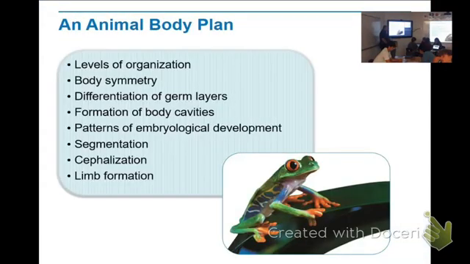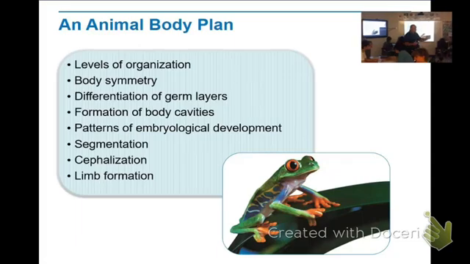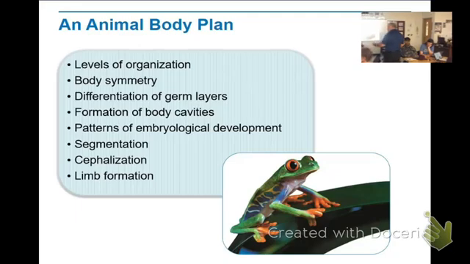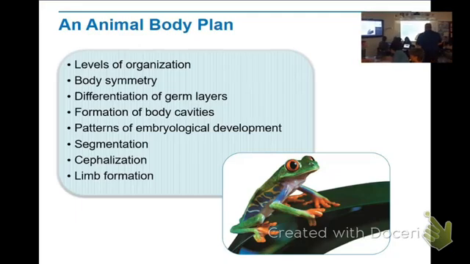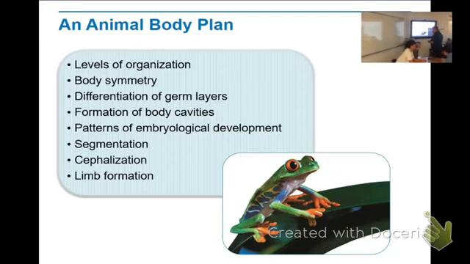So the first thing we're going to talk about are all the things that have to do with an animal body plan. What do we look at with animals? Because we just talked about plants. We looked at roots and leaves and stems a little. Talked about their berries, how they reproduce, right? Pollen, all that stuff. Well, animals, we're going to look at certain things too. And the first thing is we're going to look at their levels of organization.